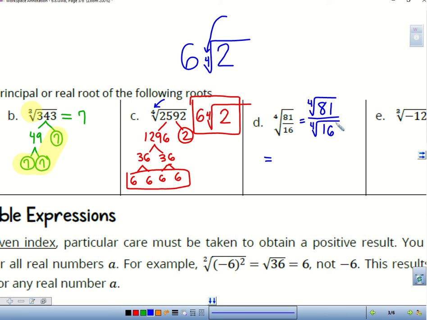So what is the perfect 4th root of 81 according to your chart? 3. Good. And the perfect 4th root of 16? 2. Good. So it's 3 halves. So that one you just use the chart.